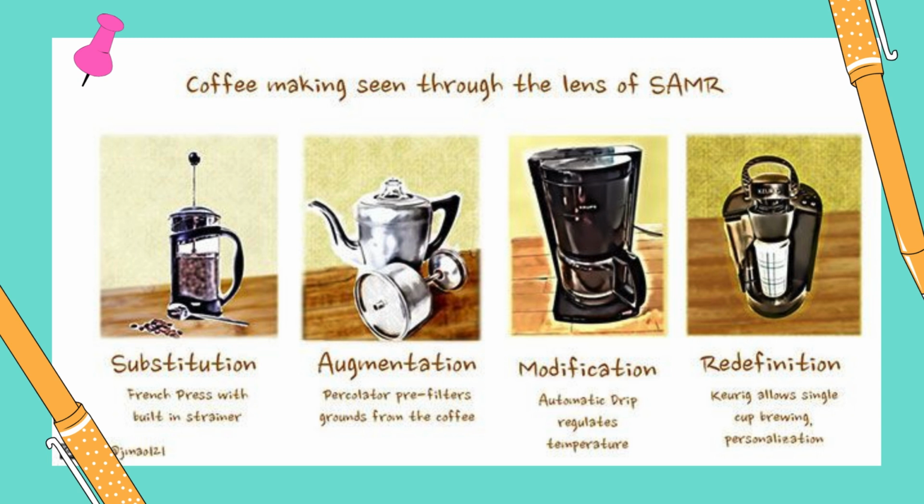We move up to modification and we still don't have grounds in our coffee, but now we're adding in more features that we didn't necessarily have before. So we can control our temperature, the amount that we're actually making, so on and so forth. And then lastly, redefinition being something like a Keurig would be where you can completely personalize your coffee, and that had never been seen or done before.